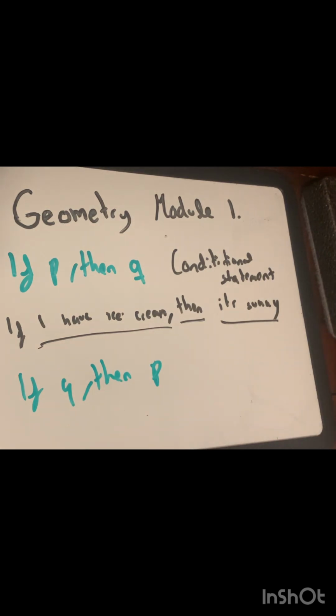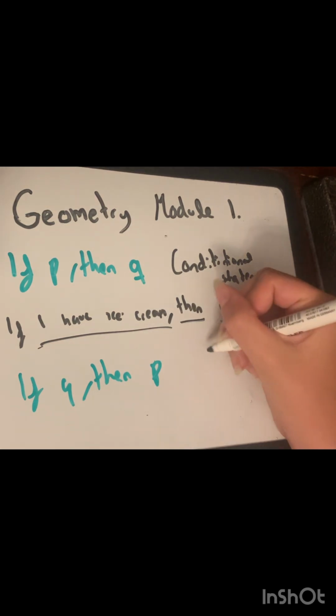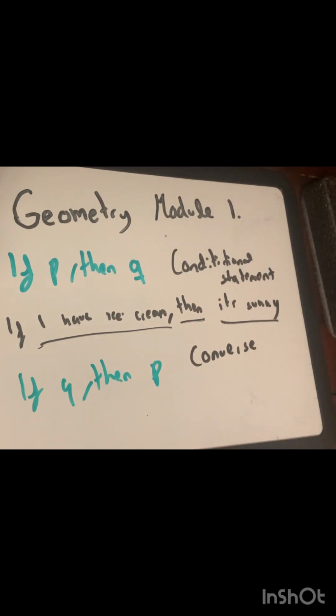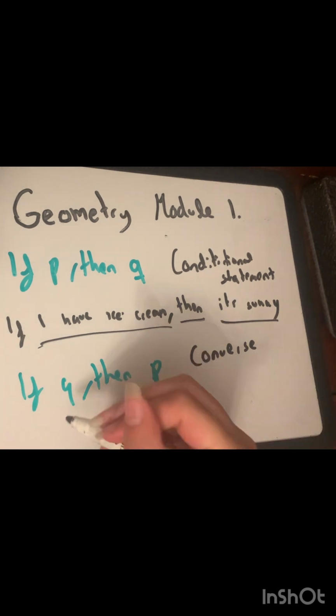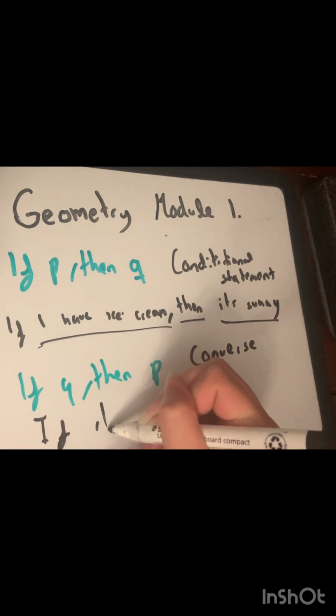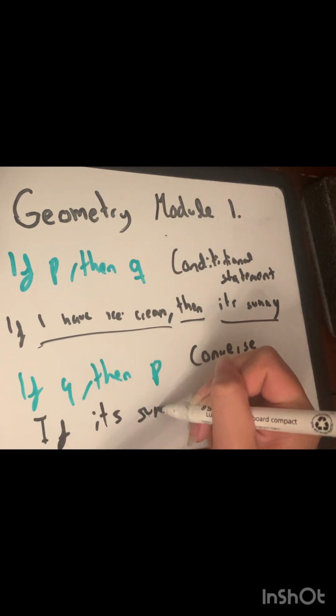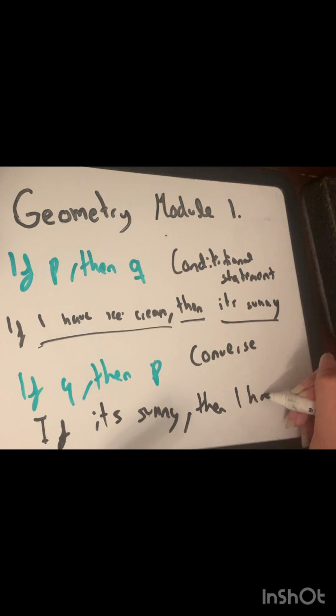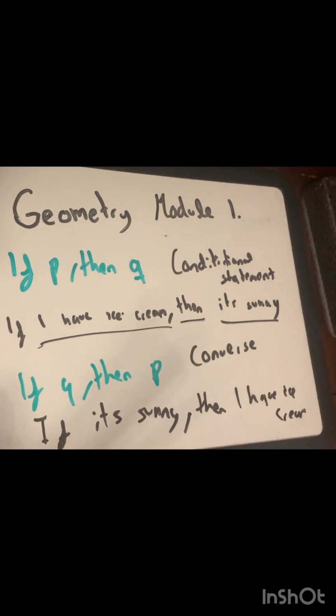Okay? You guys are going to have to memorize this, like, there's nothing else to it. This is called converse. Okay? If Q, then P. So I would write it like this: if it's sunny, then I have ice cream. I hope you guys are starting to get it a little bit. So that's how the converse would look like.